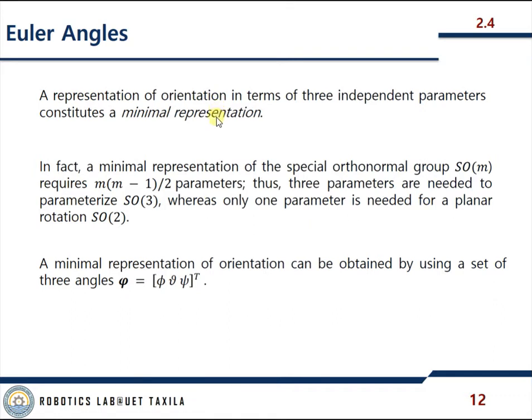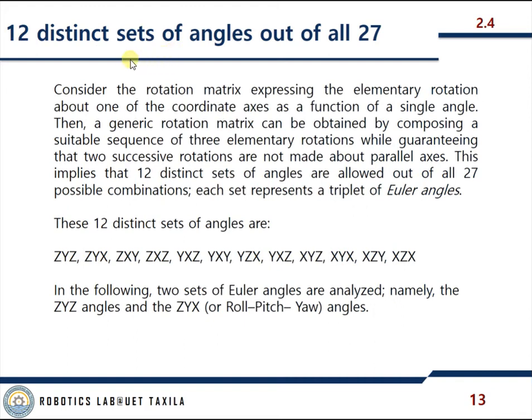So you can represent motion from one frame to another in different ways, but a minimal representation would be like this. In fact, a minimal representation of the special orthonormal group SO(m) requires m(m-1)/2 parameters. Thus, 3 parameters are needed to parameterize SO(3), whereas only one parameter is needed for a planar rotation. A minimal representation of orientation can be obtained by using a set of 3 angles: psi, theta, and phi.